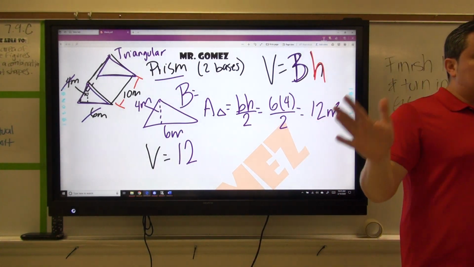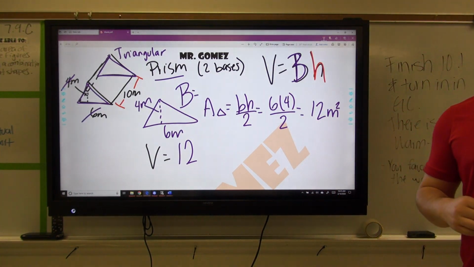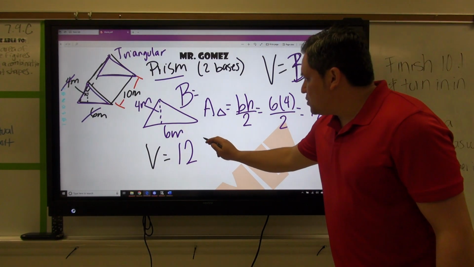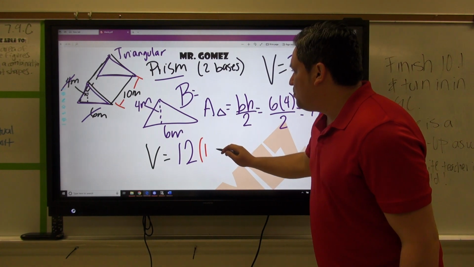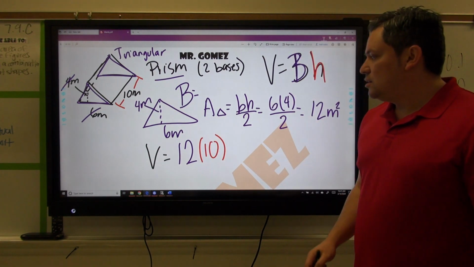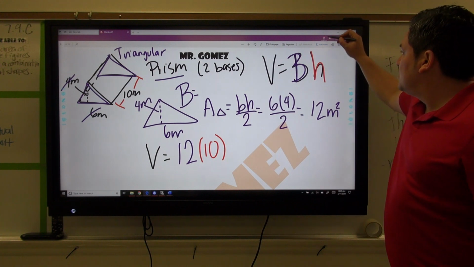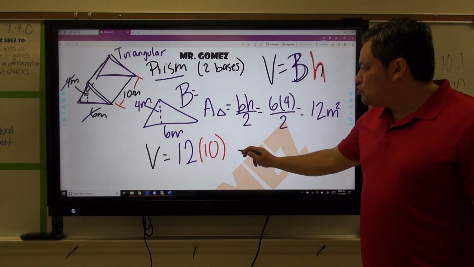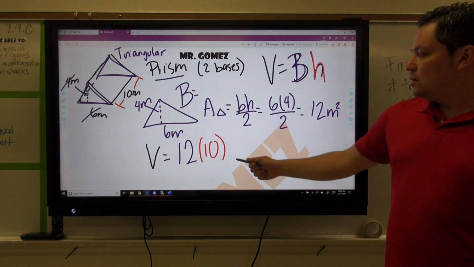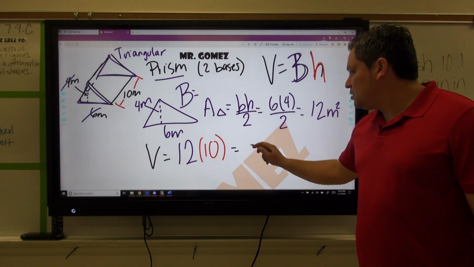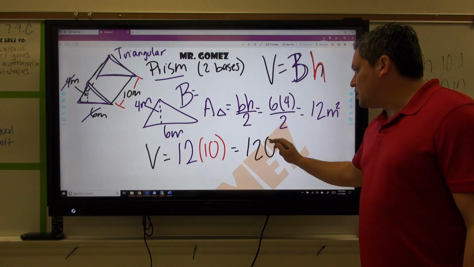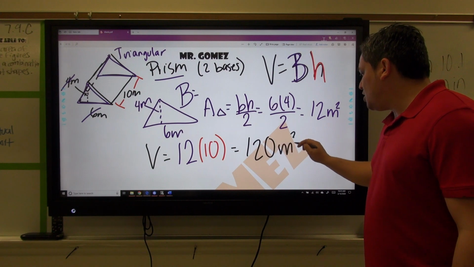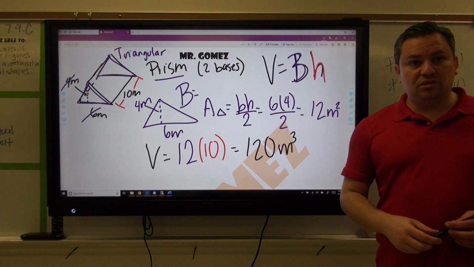Does anybody have anything to say about that? No. It is, right? So, all I have to do is multiply this 12 by 10. And what do I get? 12 by 10 is 120. In this case, meters cubed. Any questions on that one?